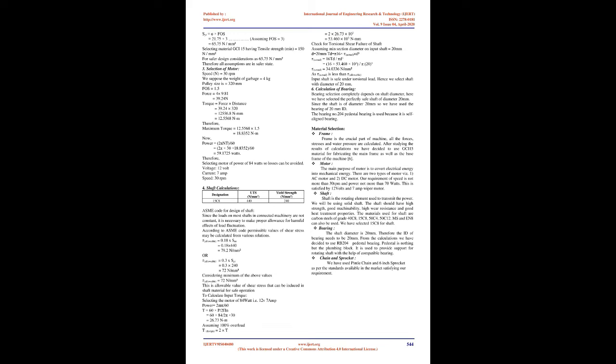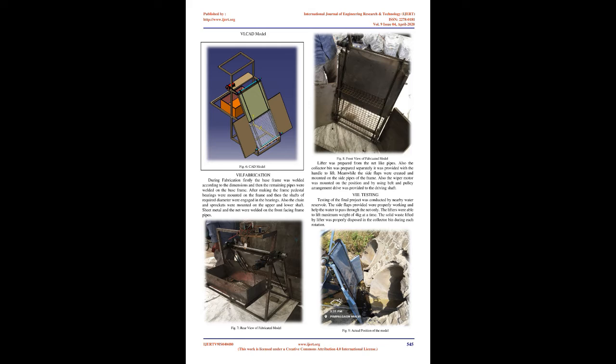Material selection. Frame. Frame is the crucial part of the machine. All the forces, stresses and water pressure are calculated. After studying the results of calculations, we have decided to use GCI-15 material for fabricating the main frame as well as the base frame of the machine.